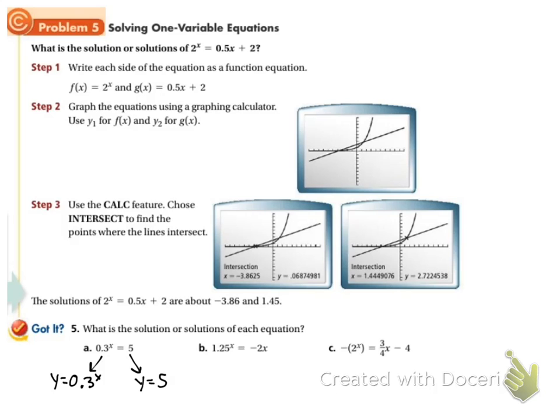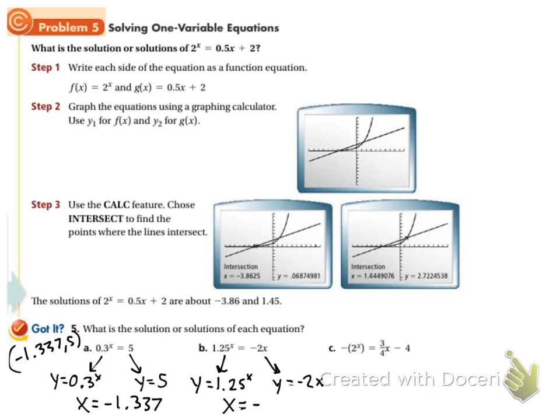So when I graph this, I get that they intersect at the point -1.337, comma 5. The only thing I care about is the x value. So my answer is that x equals -1.337. So we can do it again with this one. Remember, you get two different equations. y equals 1.25 to the x, and y equals -2x. And when I graph that, I get that they intersect at the point -0.452, comma 0.904. So my answer is just my x. I don't care about the y. x equals -0.452.